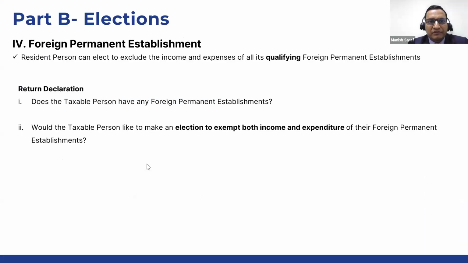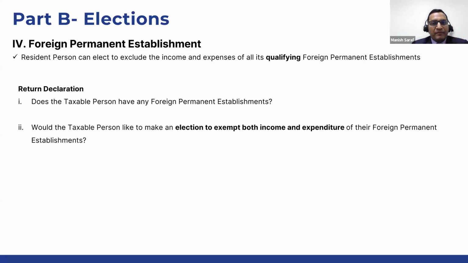Then another category is the foreign permanent establishment. This is applicable when you have a foreign branch. So an electronic trading company based in Dubai has a branch in Singapore. They have an option of whether they want to tax the income of the foreign branch. But there is another key point to note: it should be a qualifying foreign permanent establishment, a qualifying branch.